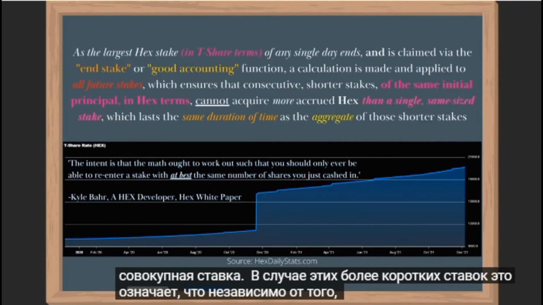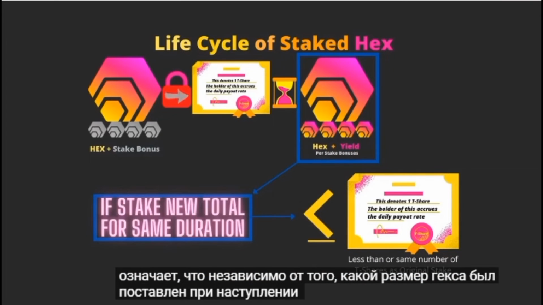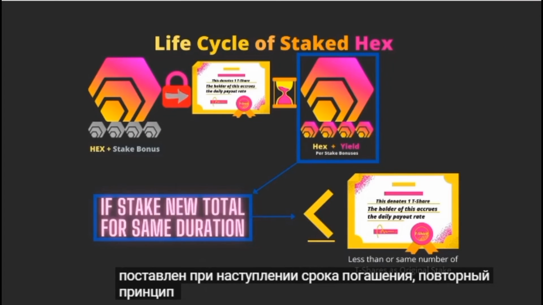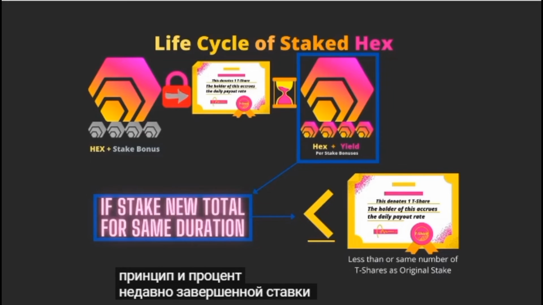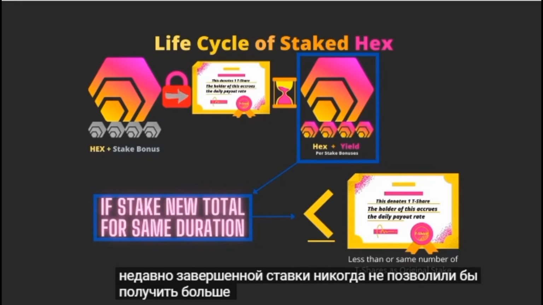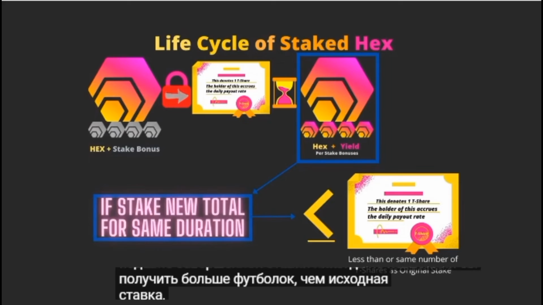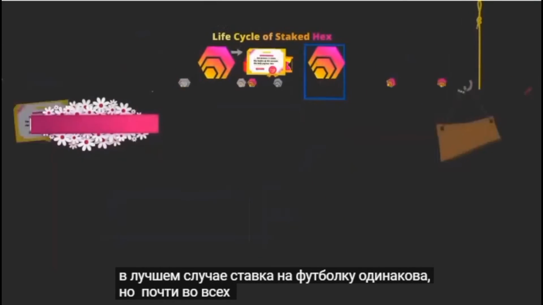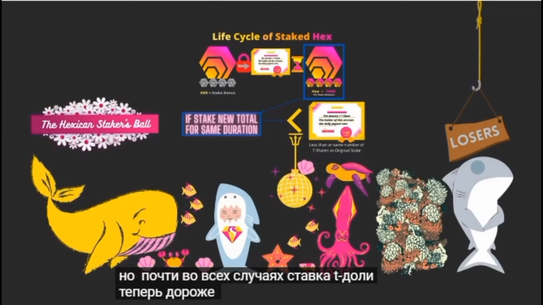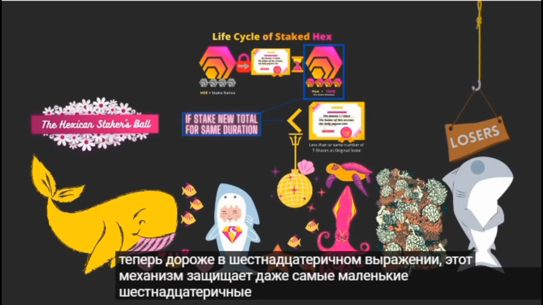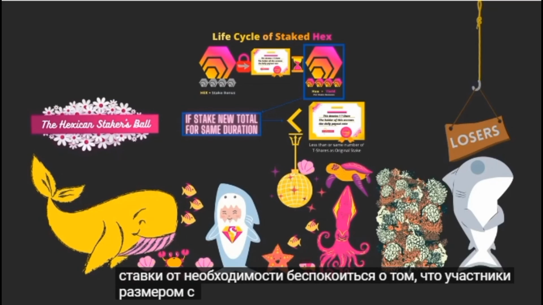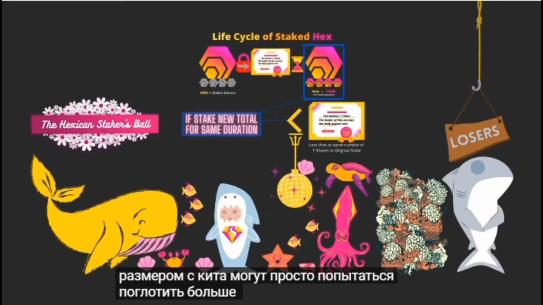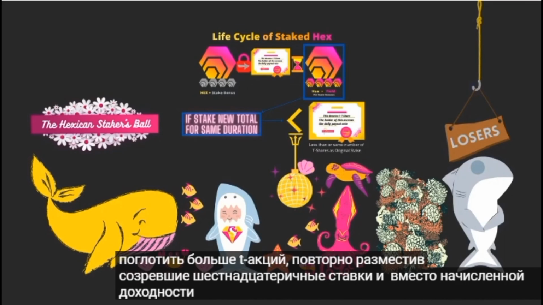This means that no matter how much Hex was staked, upon maturity, restaking the principal and the interest of the recently completed stake would never afford more T-shares than the original stake from before. At best, the T-share rate is identical, but in almost all cases, the T-share rate is now more expensive in Hex terms. This mechanism protects even the smallest Hex stakers from needing to worry that whale-sized stakers might simply try to swallow up more T-shares by restaking matured Hex stakes and the accrued yield.